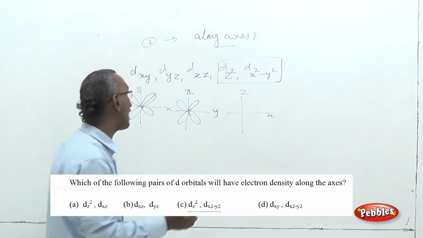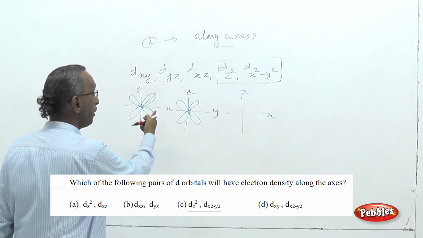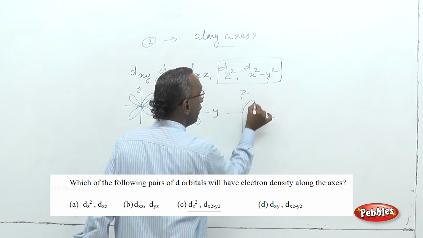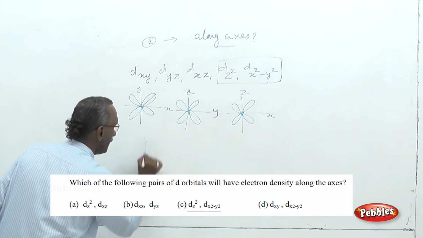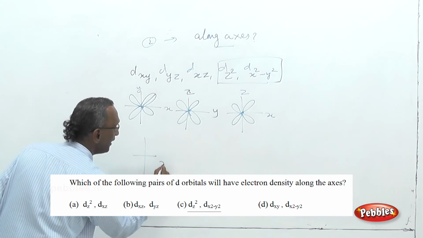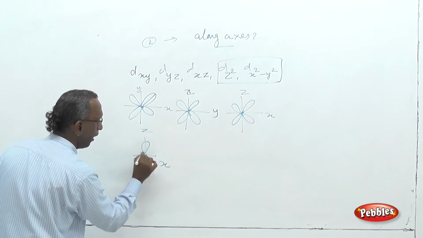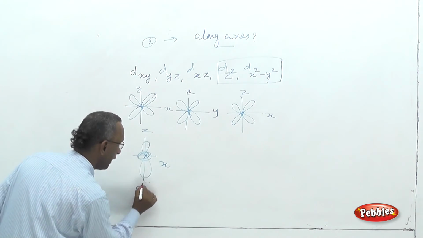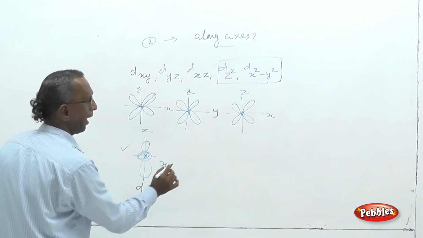For understanding purposes, I have left out the third axis, not that the third axis does not exist. xy means xz is existing, yz means x is existing. Our aim is how it is distributed. But dz squared is distributed along the x-axis and z-axis: 2 lobes along the z-axis, and a ring like a Saturn ring around the x-axis. So dz squared has its lobes along only the z-axis and x-axis.